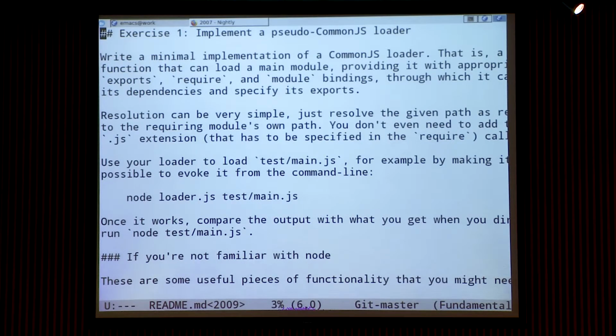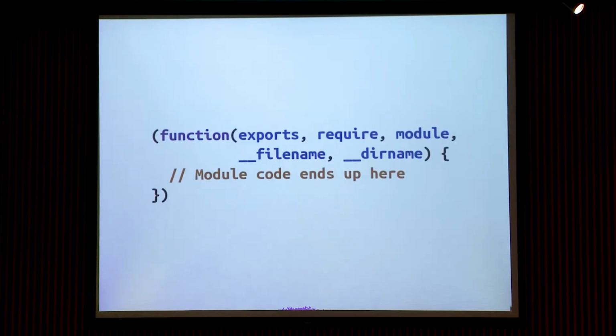a CommonJS module expects. So the first one is, well, we actually ignore file name and dir name. Those are ways for files to notice where on the file system they live. We don't need that here. The first one is exports. When a CommonJS module is initialized, it gets a default exports object, which is just an empty object that it's allowed to add exports to. It's also allowed to override module.exports, which is initialized to the same value, but which you can use to export, say, a function or just a single value.